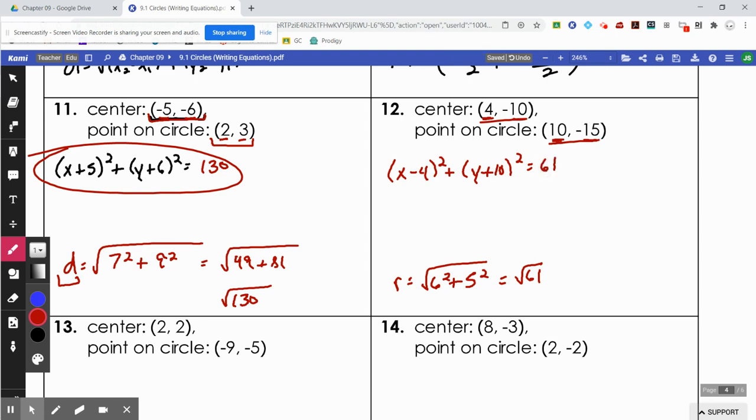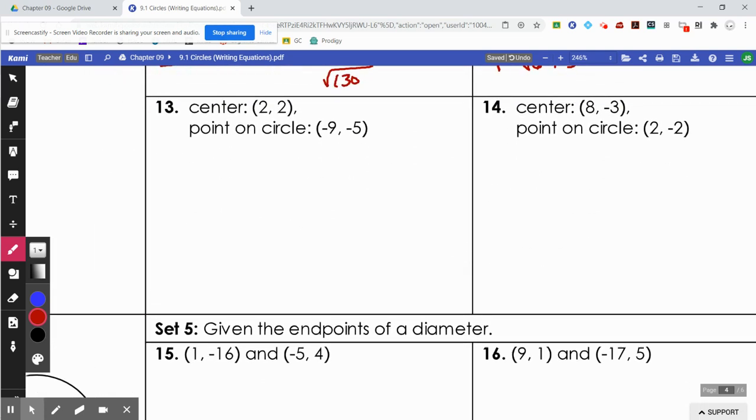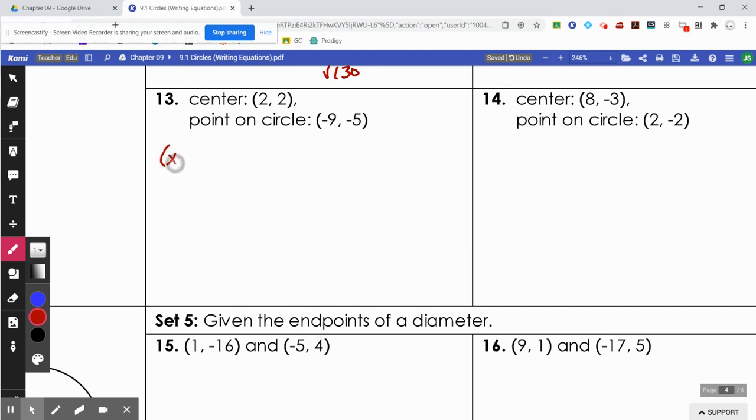Now, let's do 2 more of those, because we don't quite need that midpoint yet. So the center is going to be at 2, 2. So that'd be x minus 2 squared plus y minus 2 squared. The radius is going to be the distance from here to here. So that's going to be the square root of, how far is it from -9 to 2? That's going to be 11. How far is it from -5 to 2? That's going to be 7. So the radius is the square root of 11 squared plus 7 squared. That's the square root of 121 and 49, which is 170. That's your radius. So therefore, the radius squared would be 170.